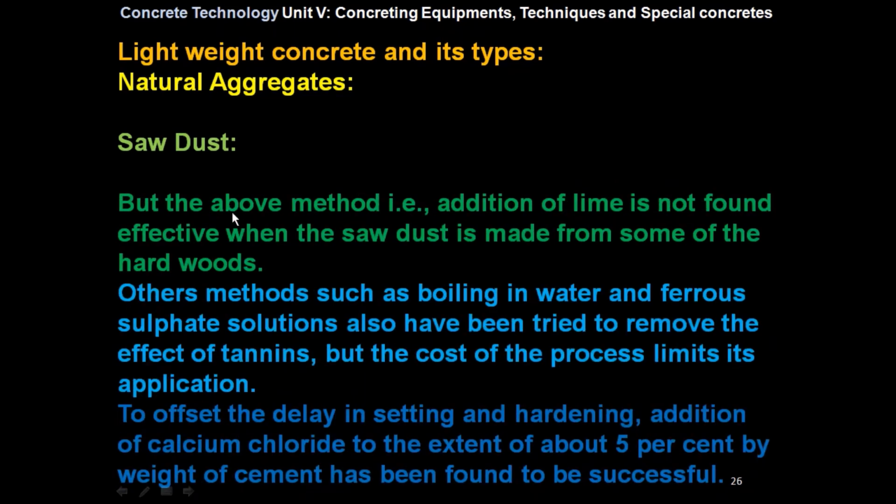But the above method, that is addition of lime, is not found effective when the sawdust is made from some of the hardwoods. Other methods such as boiling in water and ferrous sulfate solution have also been tried to remove the effect of tannins, but the cost of the process limits its application. To offset the delay in setting and hardening, addition of calcium chloride to the extent of about 5% by weight of the cement has been found to be successful.